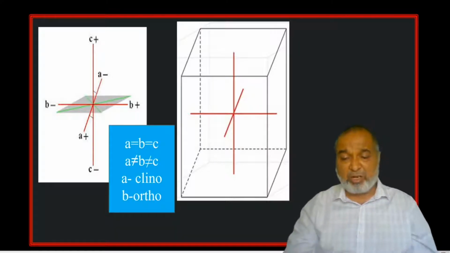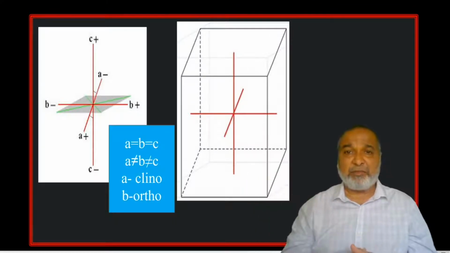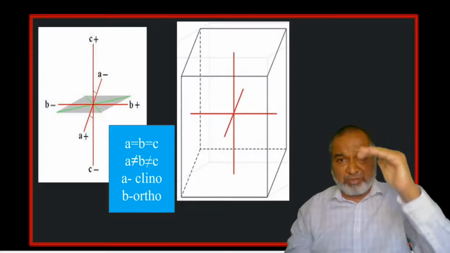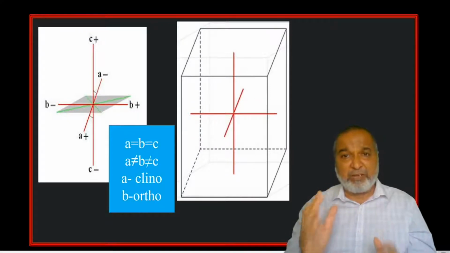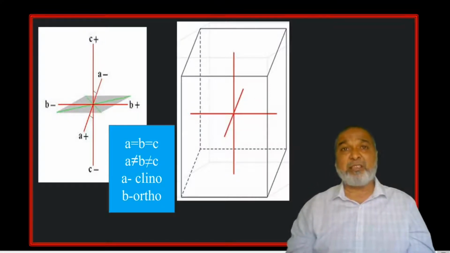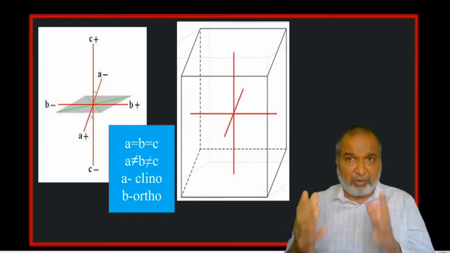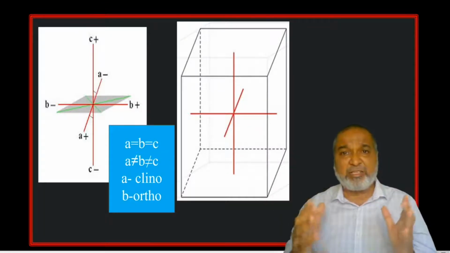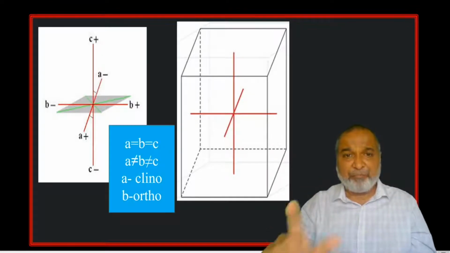Out of this, A is the smaller one and makes an angle, running from front to back of the observer. Front is given a positive sign and back is given a negative sign. C, running from top to bottom, top is given a positive sign and bottom a negative sign. Whereas your B axis, running from right to left, right is given a positive sign and left a negative sign. Remember this. This will be useful when you write down the indices of any particular form. But normally, whenever we write down the indices, we write the indices of the front faces. This is about the axes.